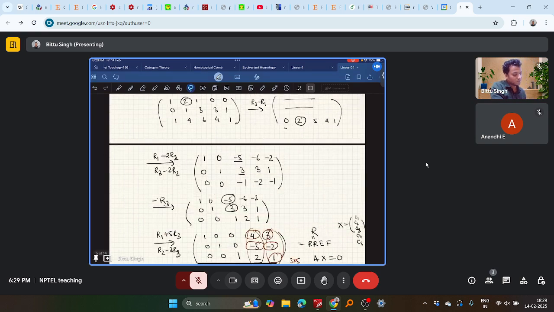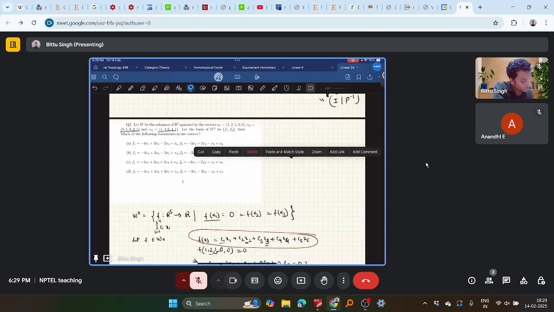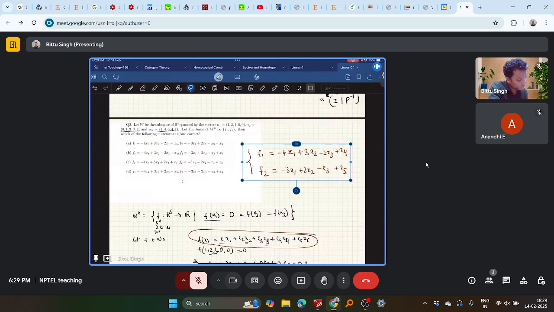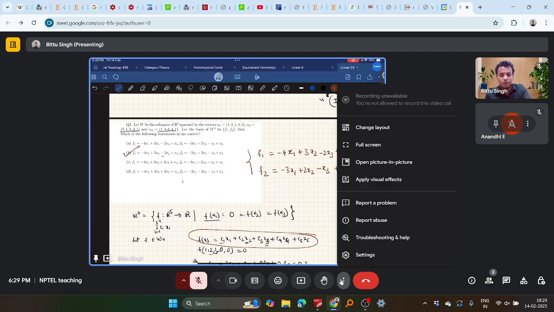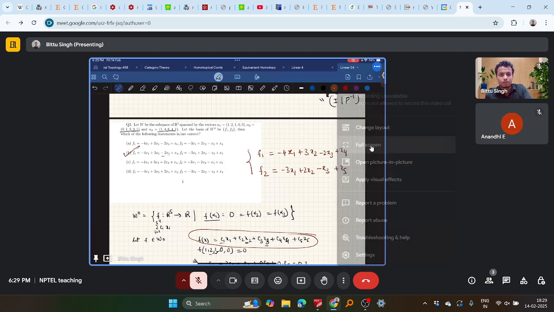So let me see if this is matching. This should be the answer, and now we can see it is matching with minus 4x1 plus 3x2 minus 2x3 plus x4. So B is the correct answer. Okay, so let me solve another problem.